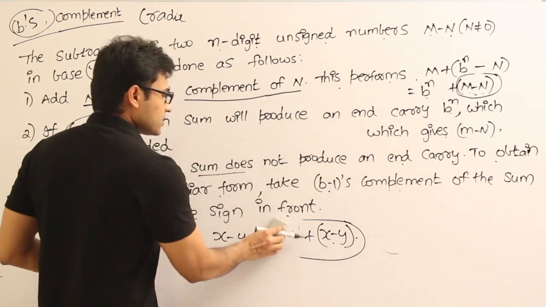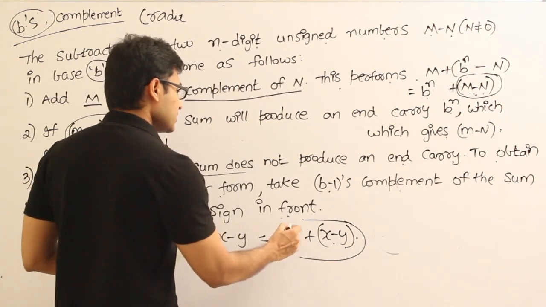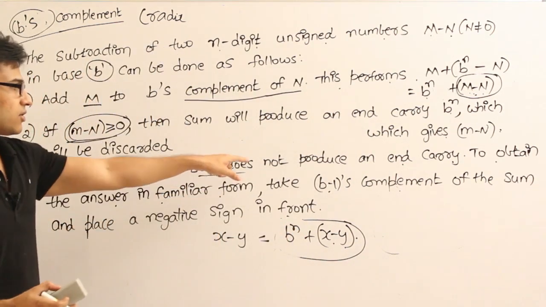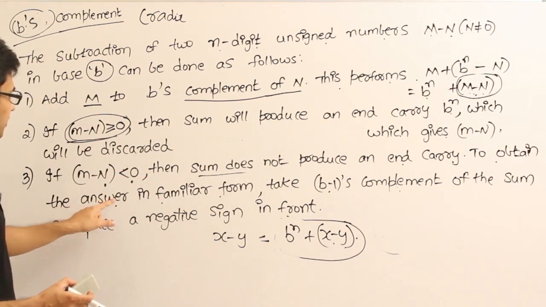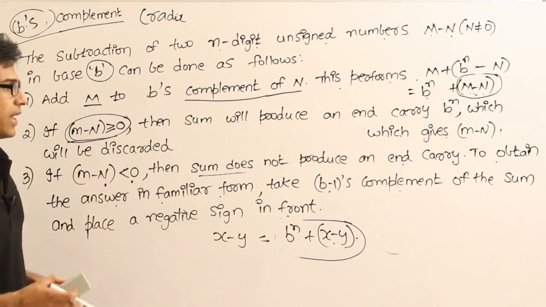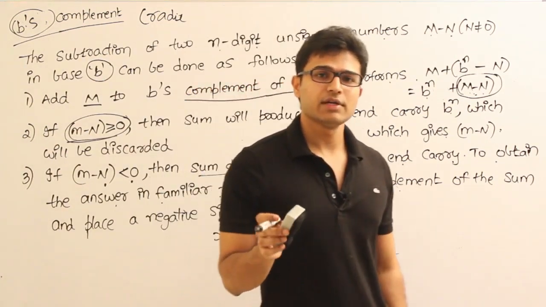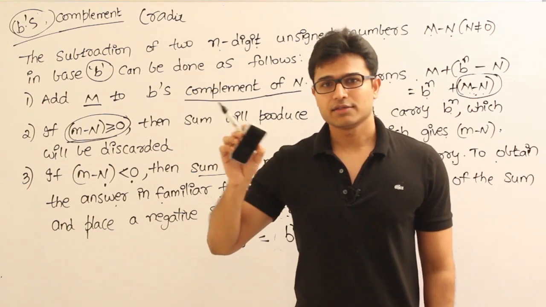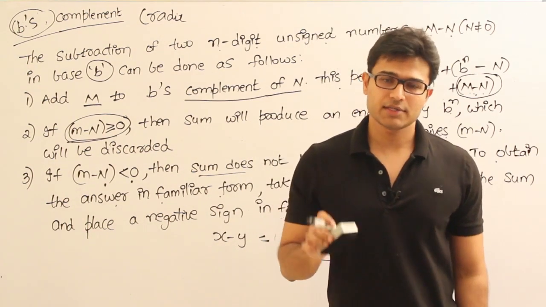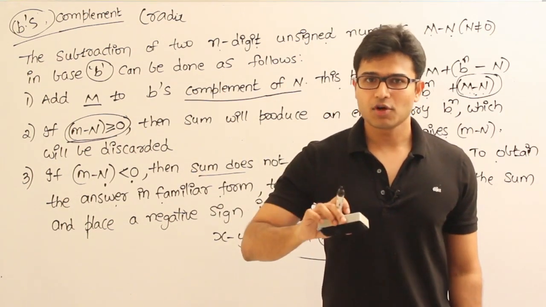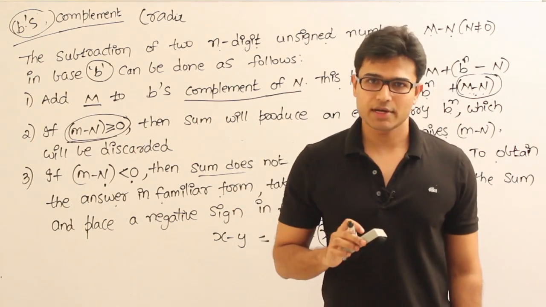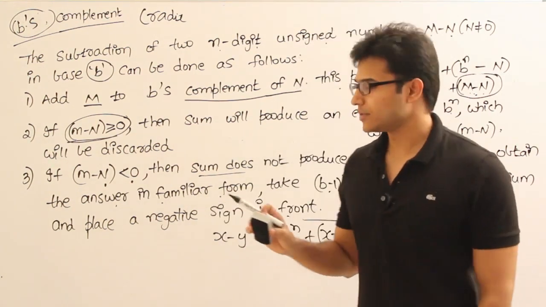Then in that case, what should we do? See this. Then the sum does not produce any carry. To obtain the answer in familiar form, as of now you are not good with this form. It is not familiar to you because we didn't discuss the 1's complement signed number system and the 2's complement signed number system. Sorry, the B's complement and (B minus 1)'s complement signed number systems. Got it? We are not familiar with that.